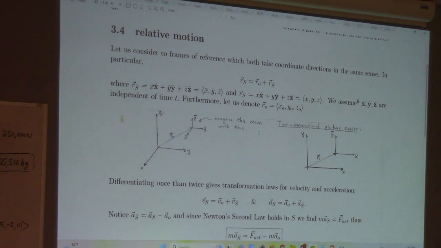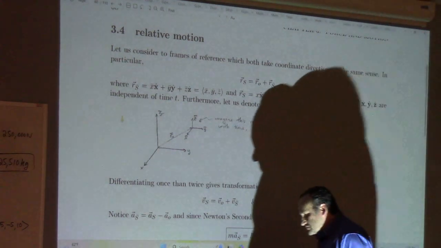So if we have two frames, which I'm calling collectively S and S bar, we can relate the position in S to the position in S bar simply as that. And if we do that, we have r_S is equal to R naught plus r_S bar. And so then, how are the velocities related? Well, differentiate this equation. You get that the velocity in the S frame is equal to the velocity of the origin here, plus the velocity measured with respect to this S bar frame. And if you differentiate again, we get that the acceleration in the S frame is equal to the acceleration of the origin of the S bar frame plus the acceleration measured with respect to the S bar frame.